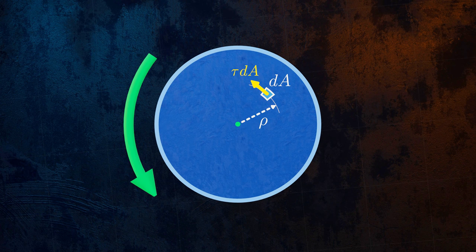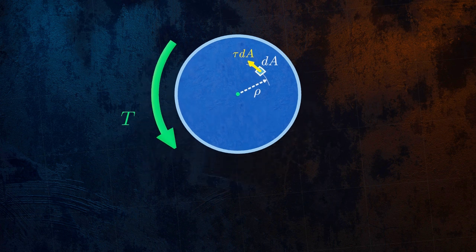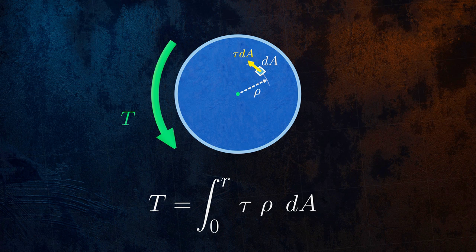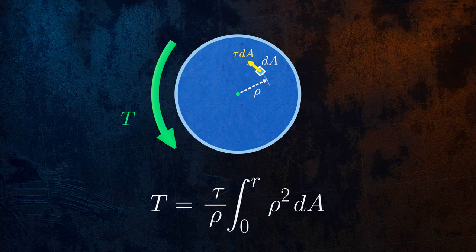The moments caused by the internal forces acting on all of the elements within the cross-section must sum up to be equal to the torque T. Otherwise, equilibrium is not maintained. We can represent that mathematically by this integral. We know that the quantity τ divided by ρ is a constant, because the shear stress varies linearly with the distance from the center of the cross-section. So we can rearrange the terms and move τ over ρ out of the integral.